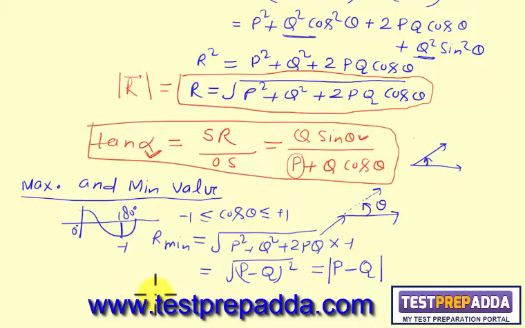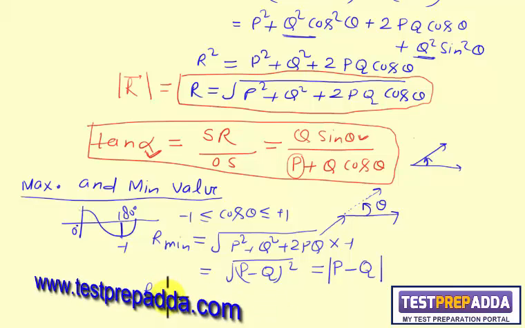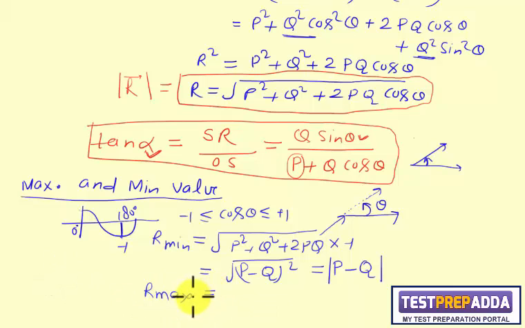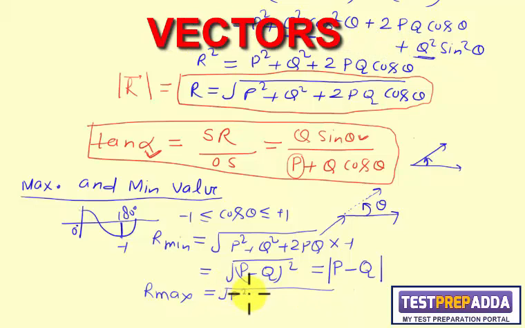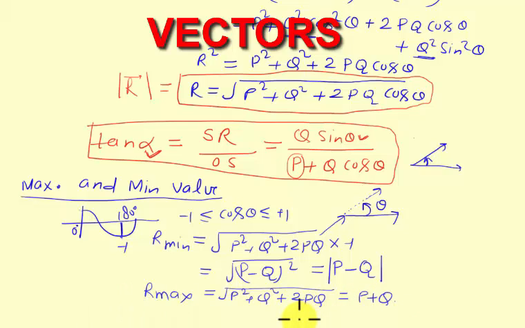Now if I try to get maximum value, I will put the cos theta as plus 1, and this way it becomes P square plus Q square plus 2PQ, and that is (P plus Q) square, and the root will get cancelled and we get P plus Q. So minimum value is P minus Q, maximum value is P plus Q. So the resultant R will be in between the two values.